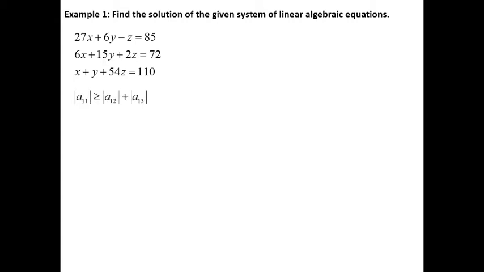So, example: find the solution of the given system of linear algebraic equations. If this is our system, the condition of being diagonally dominant must be satisfied first. Is this satisfied? A11 greater than A12 plus A13? Is this also satisfied? A22 greater than or equal to A21 plus A23? And also this, A33 greater than or equal to the absolute value of A31 plus the absolute value of A32. All of those are absolute values.